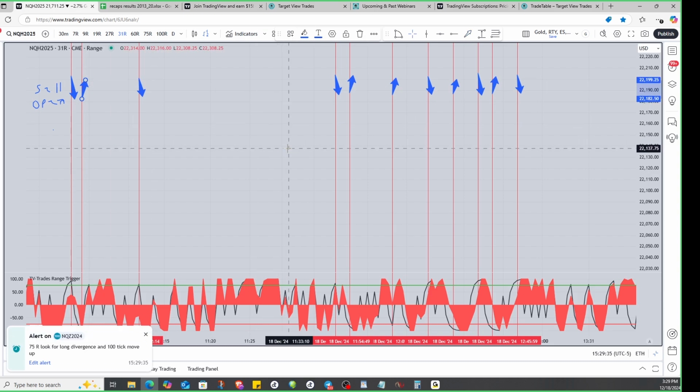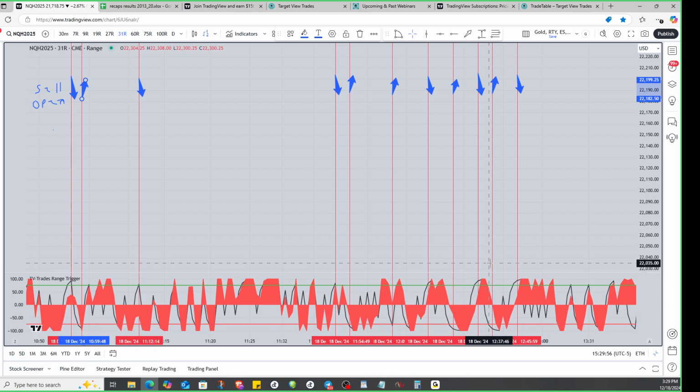Alright, now, so the bar does not have to pop out of the overbought. No, it doesn't. Down here in the bottom, it's just got to go into the overbought or into the oversold. It doesn't come out of it. You're buying and selling when it goes into it. You're doing the opposite of what it's doing. If it's going up into the overbought, you're selling. If it's going down into the oversold, you're buying. Okay, you're not waiting for it to come out.